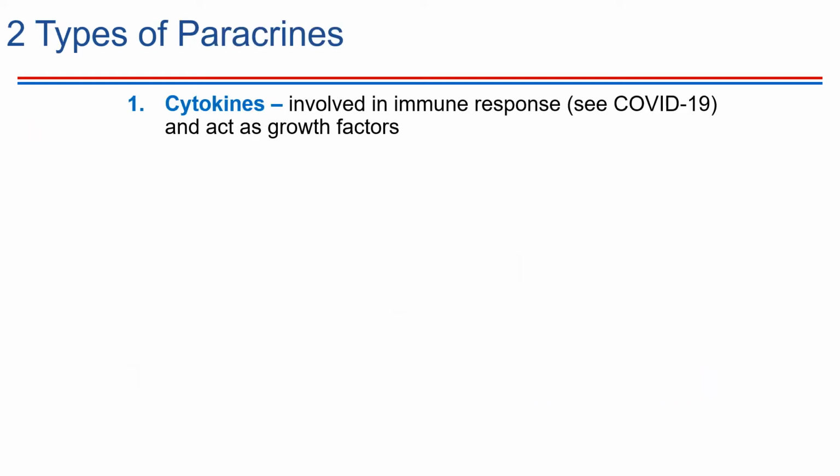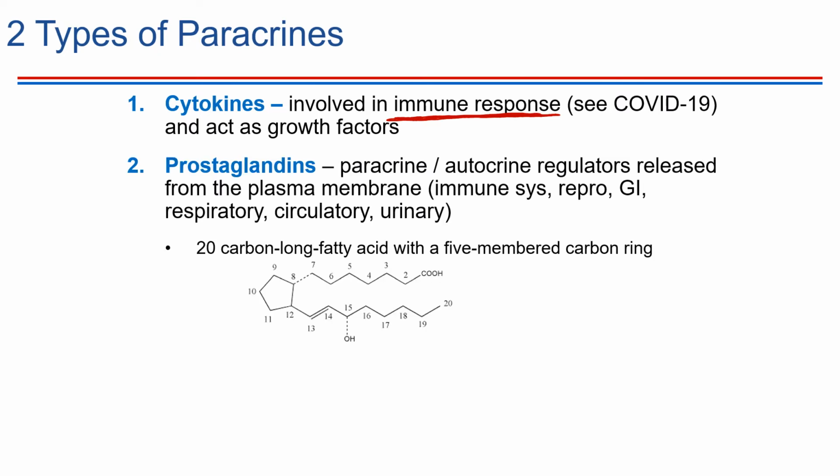There are many different types of paracrines. I'm just going to mention two types to you today. One are cytokines, and cytokines are involved in the immune response. And I'm bringing this up now because when we start talking about the respiratory system, we're going to see how cytokines are involved with COVID. And so we'll be bringing some new information to you there. They also act in growth factors. They're throughout the body. Most of these paracrines you'll see in organs and tissues throughout the entire body.